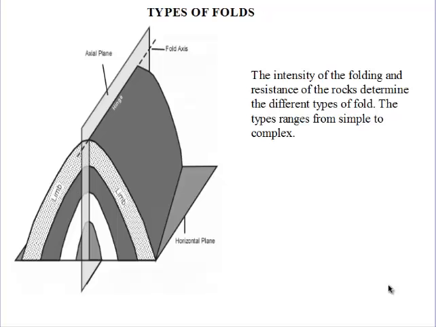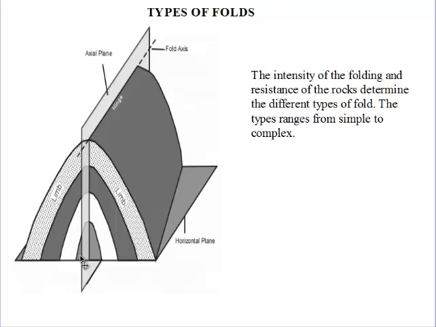So now we're going to look at the types of folds. But before that, let us look at the parts of a fold mountain. Now, in every fold mountain, there is an imaginary line that divides the fold mountain into two parts. That imaginary line is known as the axial plane, or in short, you can call it the axis.